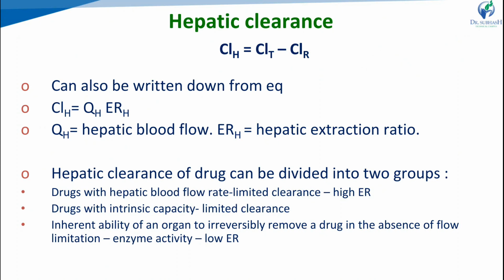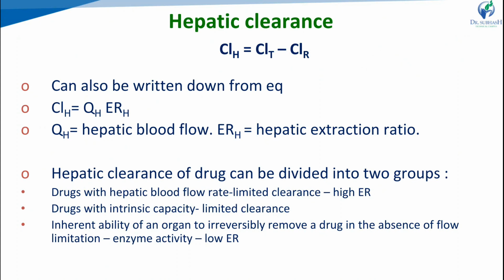Next terminology is hepatic clearance. Other than renal clearance, the measure for the clearance of drug is hepatic clearance. We can find hepatic clearance as the total body clearance minus renal clearance. It is also written as hepatic clearance equal to QH into ERH, meaning the hepatic blood flow and the hepatic extraction ratio.